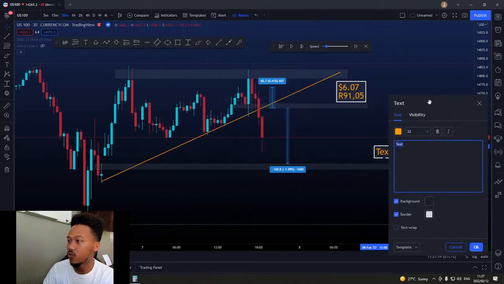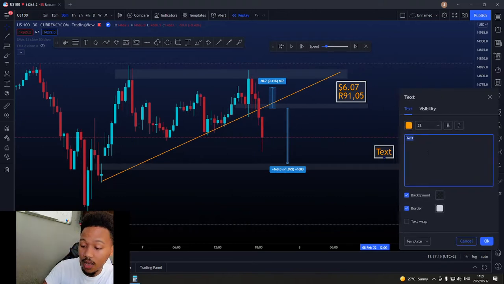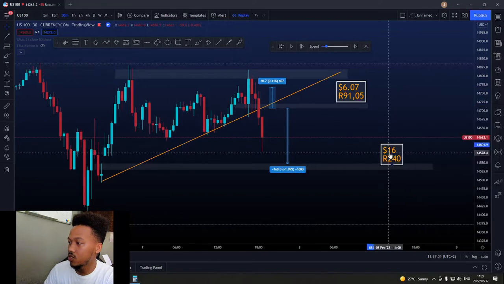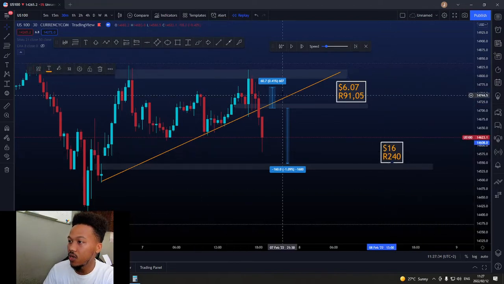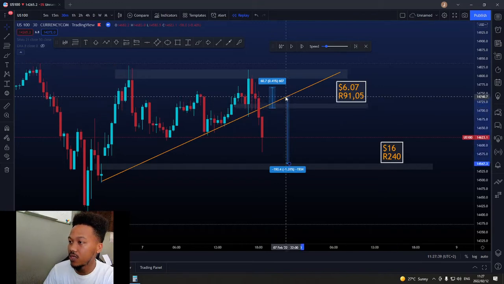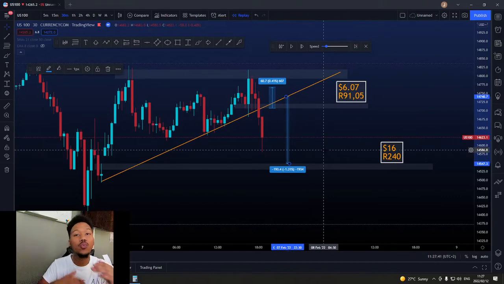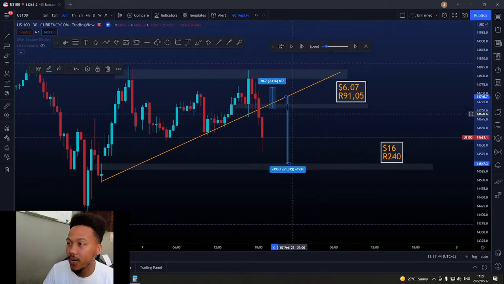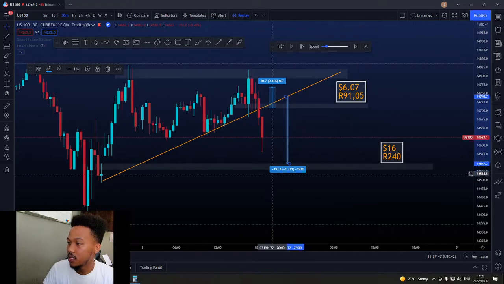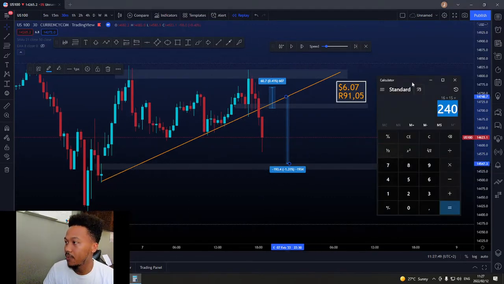So let's have another one over there. Let's accommodate for the dollar account. On the dollar account, you will be risking, well, profiting $16. On a ZAR account, you are willing to profit 240 ZAR. And if you're going to tap into the trend line over there, let's say for instance it's somewhere over here, sometimes it won't be as accurate because you don't know when price is going to tap inside that region. So let's have another calculation happening over here.